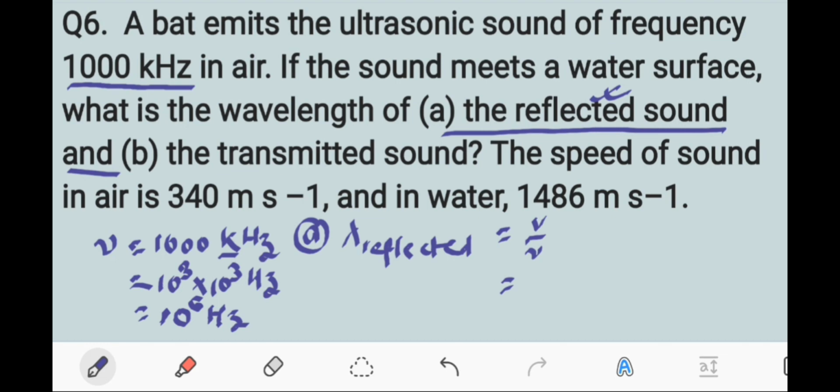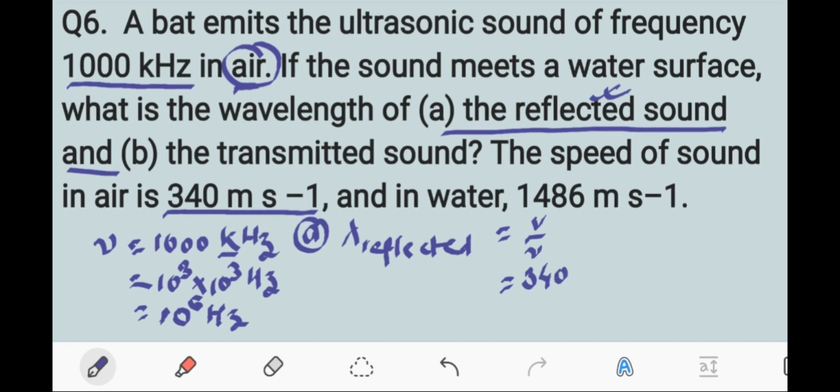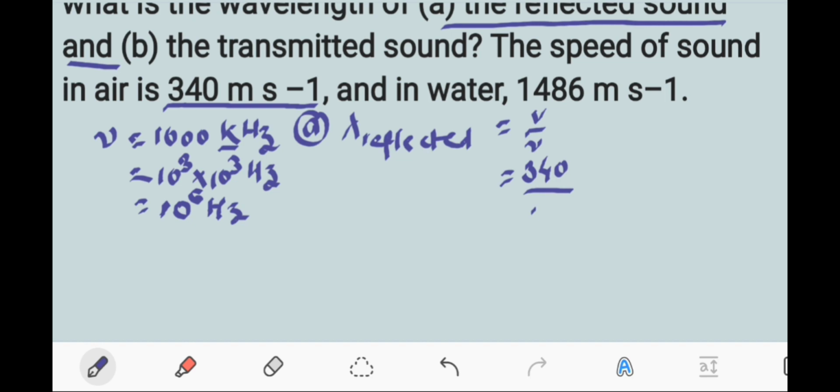Okay, and initially it was traveling through the air. After reflection it will again travel through air, and the velocity of the wave in air has been given, that is 340 meter per second. So it can be written as 340 divided by 10 to the power 6 meters. When we solve it, we get it is somewhere around 3.4 into 10 to the power minus 4 meters. So this is how we solve the first part.